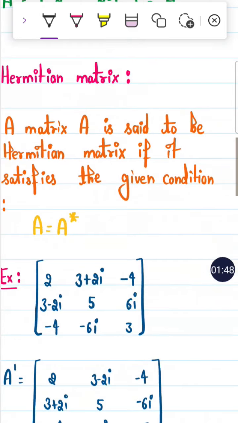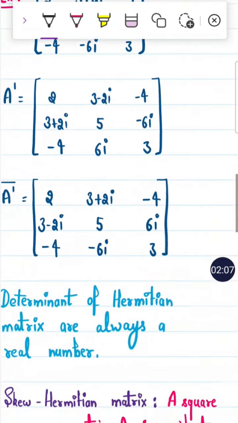Now, what is the Hermitian matrix? Why will we learn all these types of matrix? Because of Hermitian matrix and skew Hermitian matrix. Hermitian matrix is one which satisfies, if it is a complex matrix, A is equal to A star. If any matrix is equal to its transpose bar, then it is called Hermitian matrix.